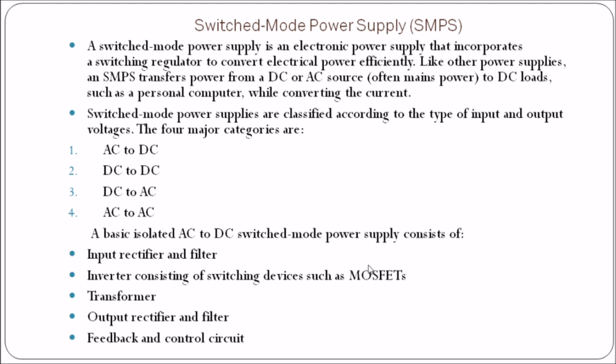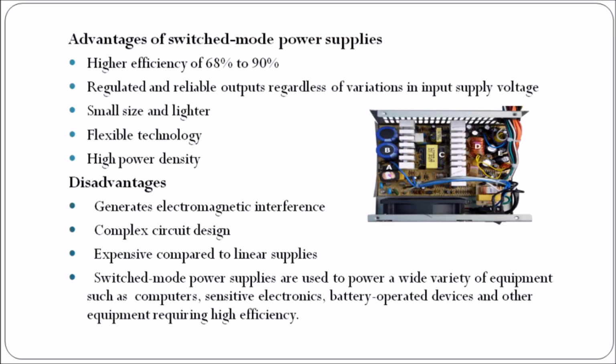A basic isolated AC to DC switching mode power supply consists of input rectifier and filter, inverter consisting of switching devices, transformer, output rectifier and filter, feedback and control circuit. Advantages of switched mode power supplies: it has higher efficiency of 68% to 90%, regulated and reliable outputs regardless of variations in input supply voltage, small size and lighter, flexible technology, high power density. The disadvantages are generates electromagnetic interference, complex circuit design, expensive compared to linear supplies.